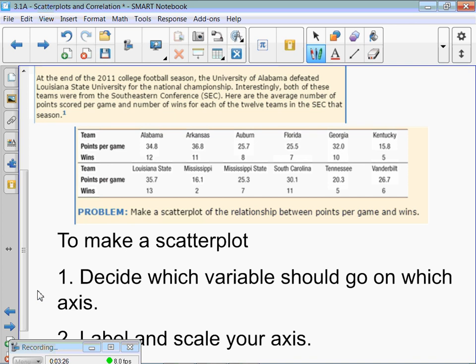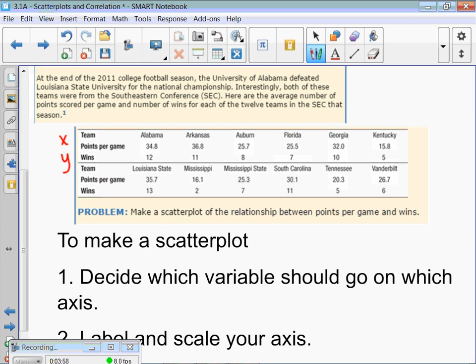So do you guys know how to make a scatter plot? Which one would you guys say is the response variable? Wins. Which one is the explanatory variable? Points per game. So does the response variable go on the x or y axis, you guys? The y-axis, it's the output. Okay, think of it as the output, and the input is the x-axis. All right. So points per game we're going to put on the x-axis, and wins we're going to put on the y-axis.